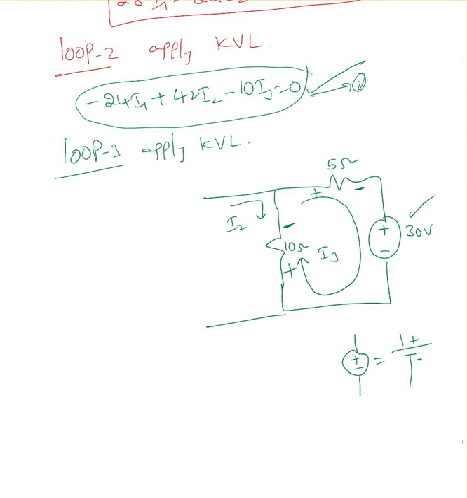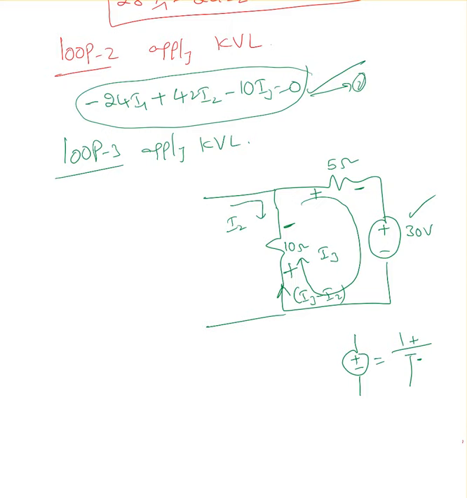Now what is the current passing through this 10 ohms? Now I'm dealing with loop 3, the I3 current. So I'm assuming I3 is larger than I2. So I can say I3 minus I2 is going up. Okay, so that's how, based on this current, I assign these positive and negative signs.